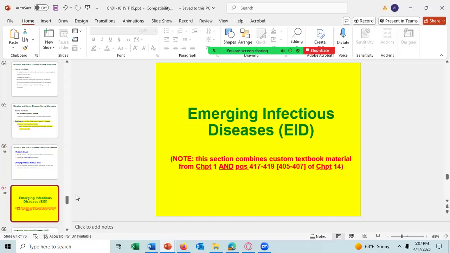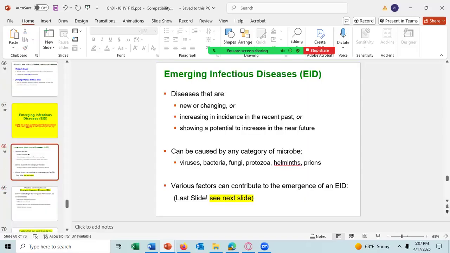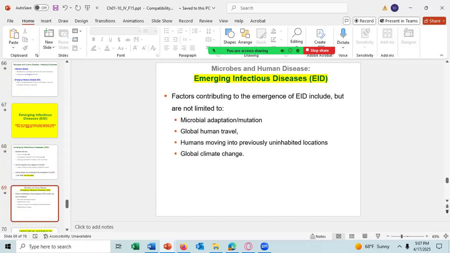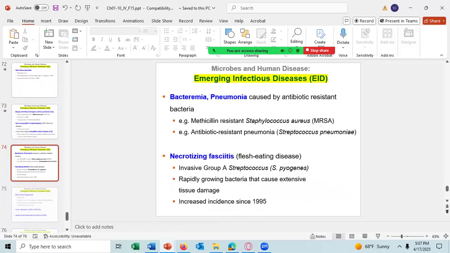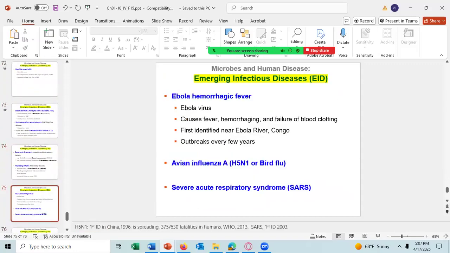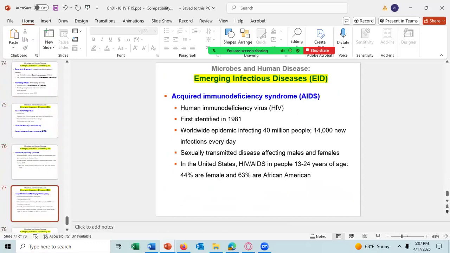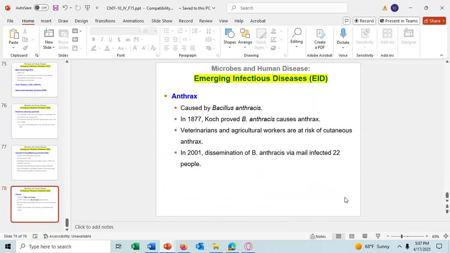I do have more slides about emerging infectious disease, but you will not be held accountable for these slides, and they're just for your own information, meaning I don't ever test on emerging infectious disease. Any question about any of that? All right, that's it for chapter 1. Any questions on chapter 1 before I close it down?